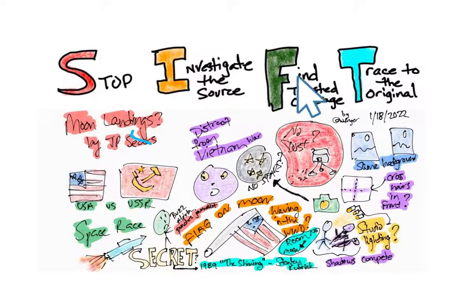So SIFT is the web literacy framework we're using to analyze this video and other unfamiliar sources of information we find online. The S of SIFT is for stop. I is for investigate the source. F is for find better coverage or find trusted coverage. And T is trace to the original.